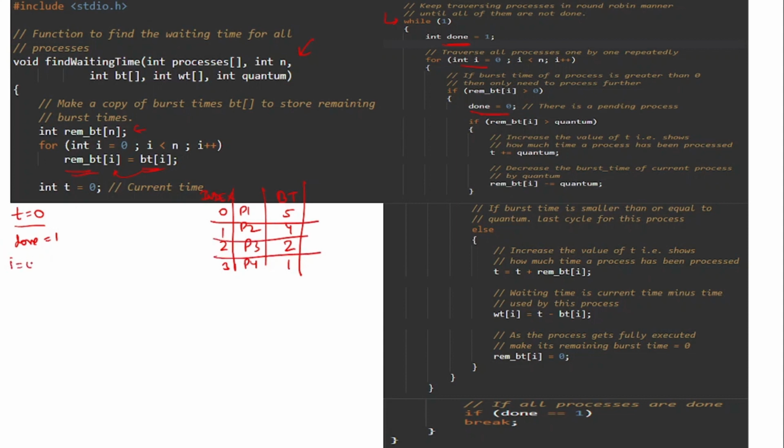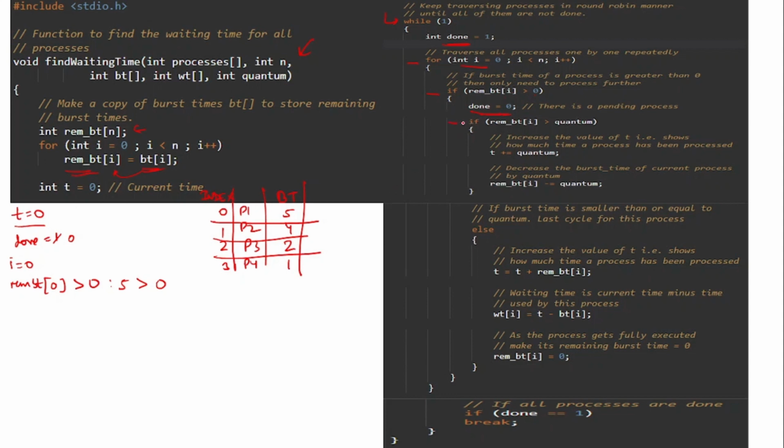Starting off with i equal to 0, I check whether the remaining burst time of process 0 is greater than 0. The remaining burst time array now holds the burst times of all the processes. So is the remaining burst time, that is 5, greater than 0? Yes, obviously 5 is greater than 0. Then I initialize the variable done with 0, which means this process is still pending because its burst time is greater than 0, so it has not completed its execution.